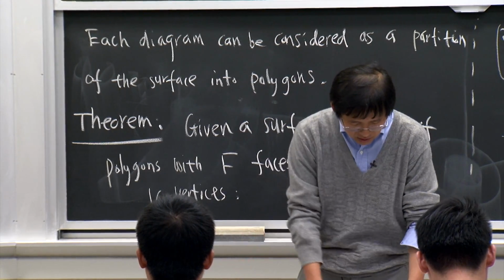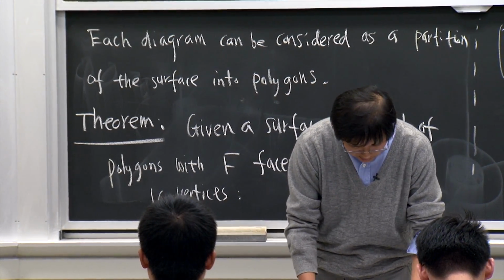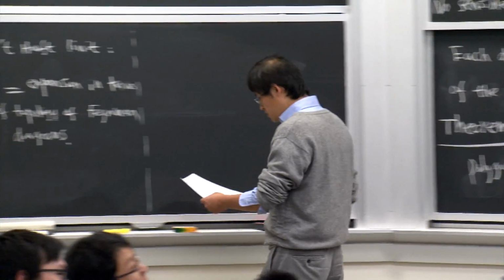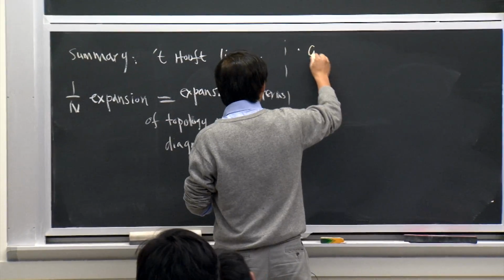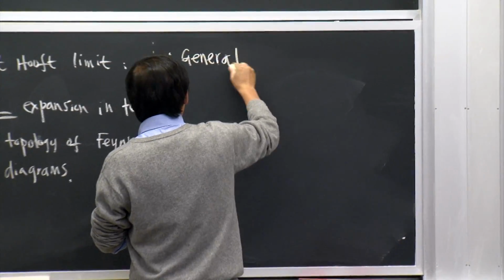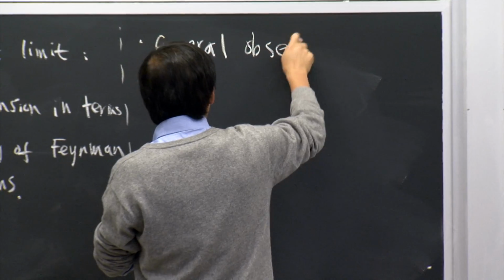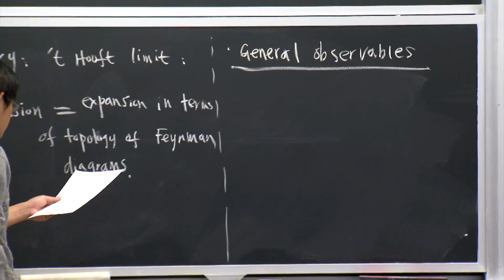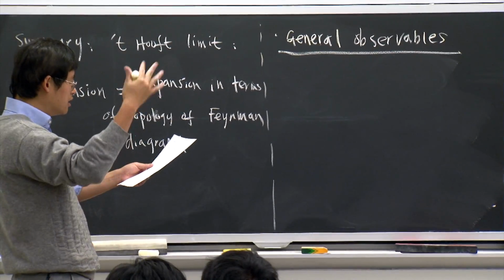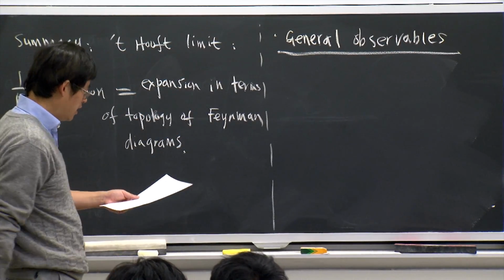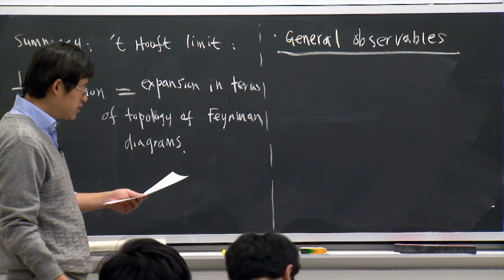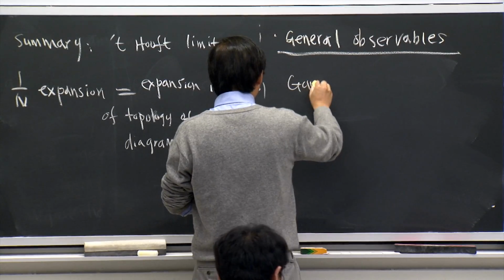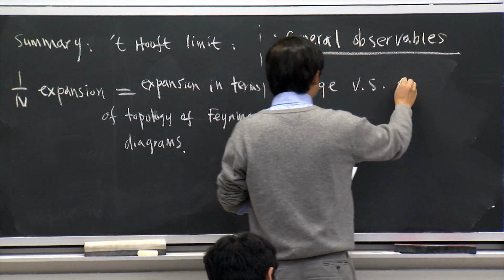Good. So now let me talk about general observables. I think we're a little bit short on time if we want to reach the punchline today. So right now we only have looked at the vacuum diagrams. So now let's look at the general observables. Before talking about general observables, let me make a side remark, which is about gauge versus global symmetries.